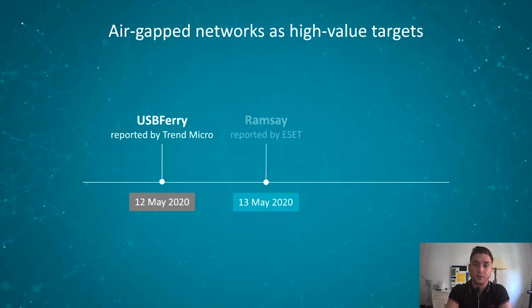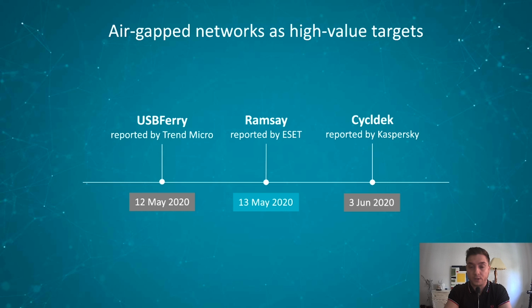I also want to talk about a specific event that took place between May and June 2020, in which we witnessed an increase of reports from different vendors in regards to malware targeting air gaps. And these were USB Ferry, reported by Trend Micro, Ramsay, reported by us, ESET, and then Cycldek, reported by Kaspersky.